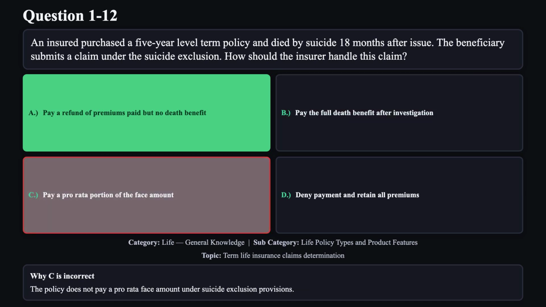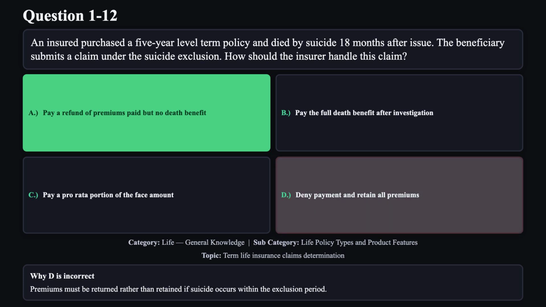Reason C is not correct. The policy does not pay a pro rata face amount under suicide exclusion provisions. Reason D is not correct. Premiums must be returned rather than retained if suicide occurs within the exclusion period.